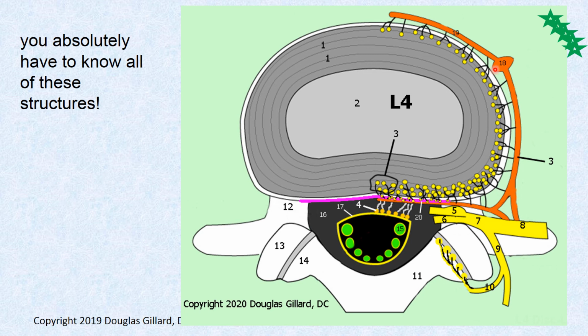Lumbar sympathetic ganglia. Here are some anterior sensory fibers, afferent fibers, sympathetic, which connect to the periphery of the anterior part of the disc and the lateral part. That's why we don't think tears into this region are painful.